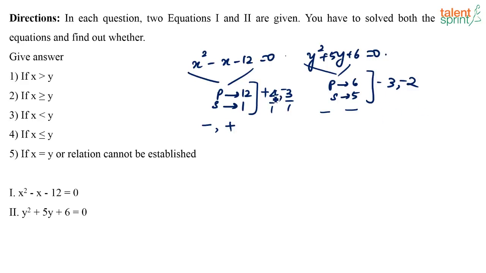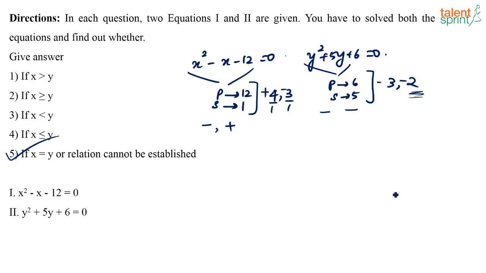If you take x as 4, x is greater than y. If you take x as minus 3, I can say y is greater than x when I consider y as minus 2. So basically I cannot find out a relationship between x and y, right? 4 minus 3 and minus 3 minus 2. So here I cannot find out the relationship between x and y. Answer will be option 5.